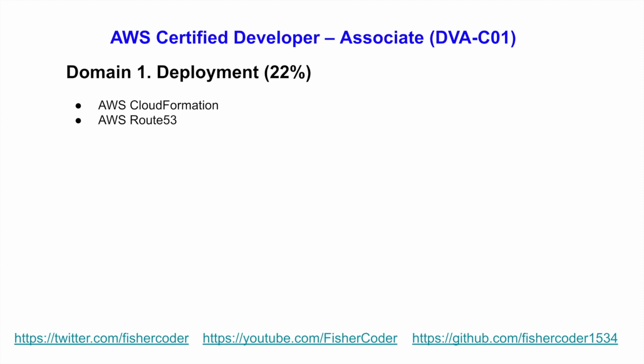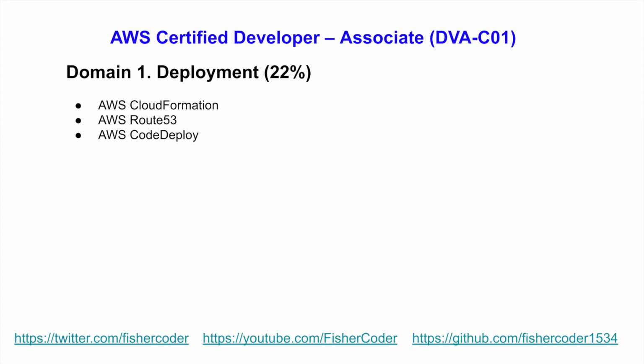Second one, Route 53. One use case of Route 53 in deployment is that we can use Route 53 weighted routing policy to manage blue-green deployment. So you need to understand if you want to do a blue-green deployment, which service can you use in AWS? That is Route 53, just an example.